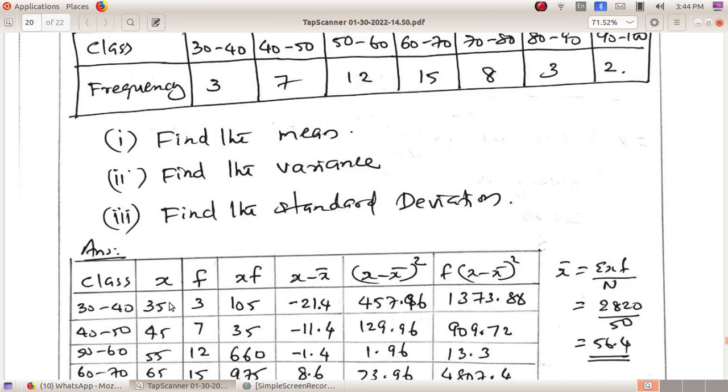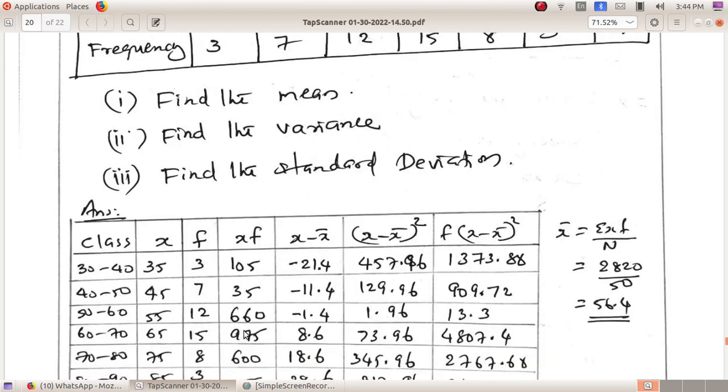Its half is 35. Similarly, 40 plus 50 is 90, its half is 45. So this is the x value, and f means frequency. These are the frequencies. Then x into f: 35 into 3 is 105. 45 into 7, you multiply, it is not 35. Similarly, 55 into 12 is 660, 65 into 15 is 975, 75 into 8 is 600. This column will be the product of x into f.